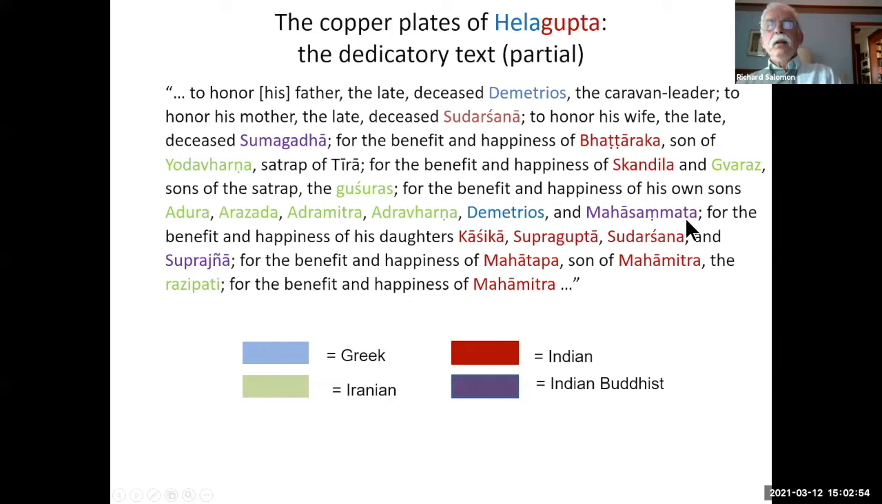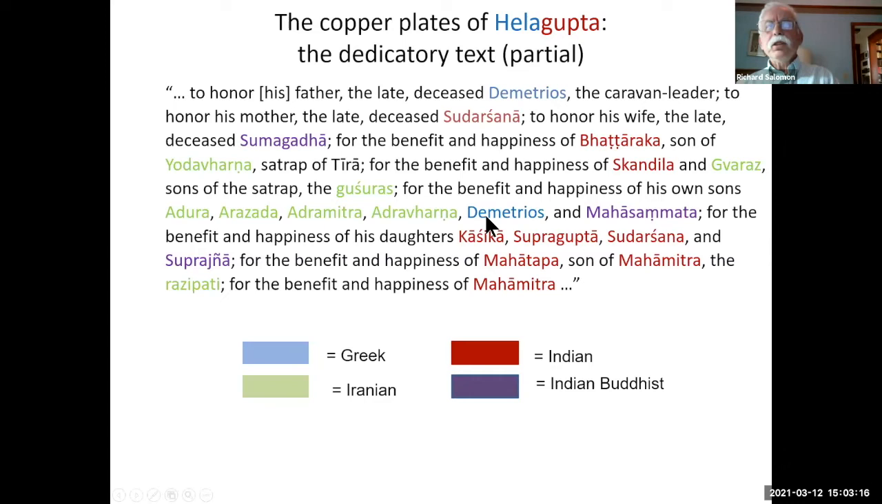Particularly interesting is the sequence of names of his sons. He has six sons at the time of this inscription. The first four get Iranian names. The fifth gets a Greek name, which is the same name as his grandfather, Demetrius, father of Halagupta, father of the other Demetrius. So why did he switch at this point in his naming practice?